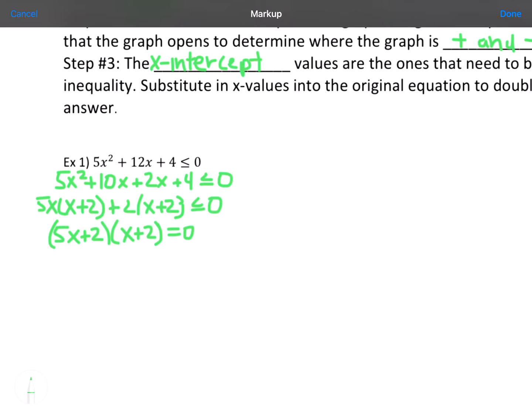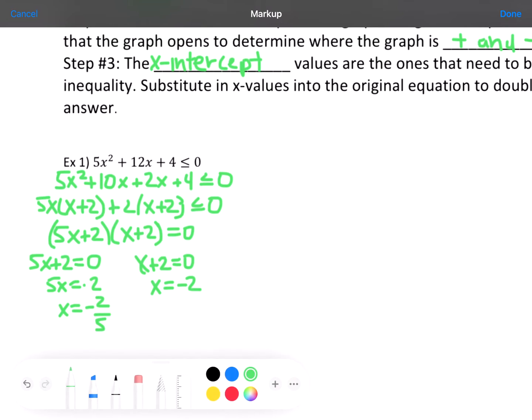So I'm just going to set them equal to 0 at this point. 5x plus 2 equals 0. So that's 5x equal to negative 2, x equal to negative 2/5. And then my other one, x plus 2 equals 0. So x equals negative 2.